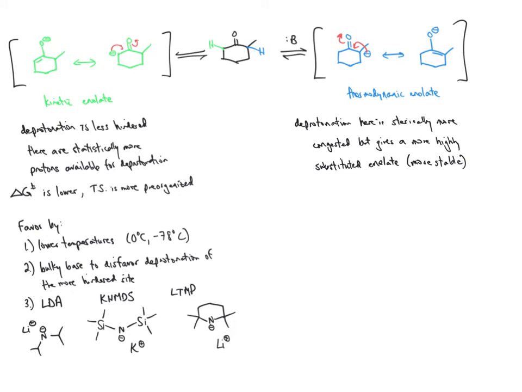So how can you favor the thermodynamic enolate? Well, what you can do is after adding a base at low temperature, allow the temperature to warm, if you started at minus 78, to 0 degrees, or if you started at 0 degrees, to room temperature, in order to equilibrate.